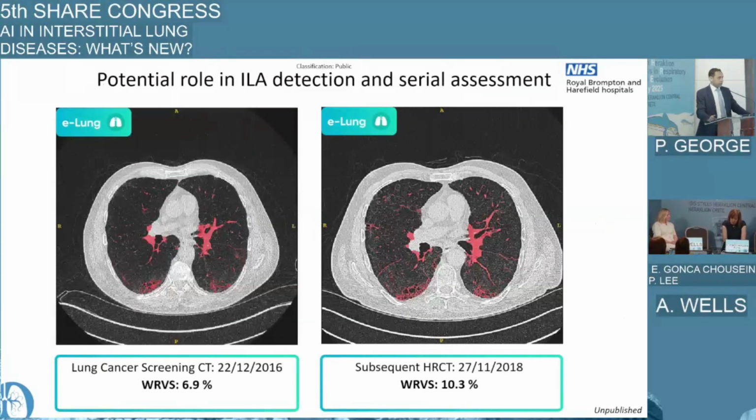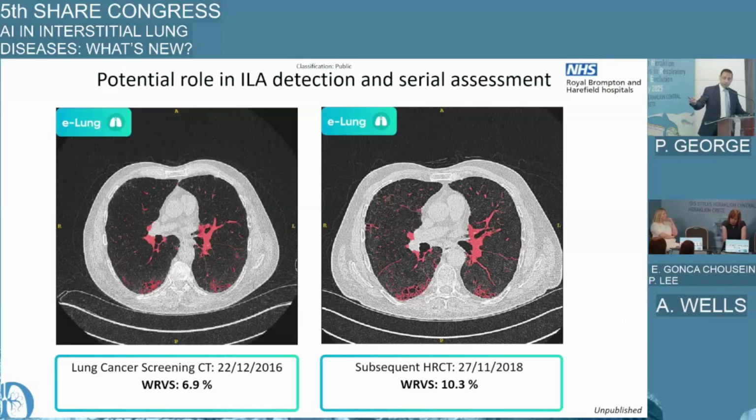So this is where I think the future may take us. This is some work that we've been doing at the Brompton, and we'll be looking to validate this, is using these imaging biomarkers to identify subtle interstitial lung abnormalities, subclinical changes, and then quantify that change over time. And we know that our radiologists are unable to accurately identify changes like we're seeing here of just over 3%. But we also know that 3% is the minimum clinically important difference of the WRVS.